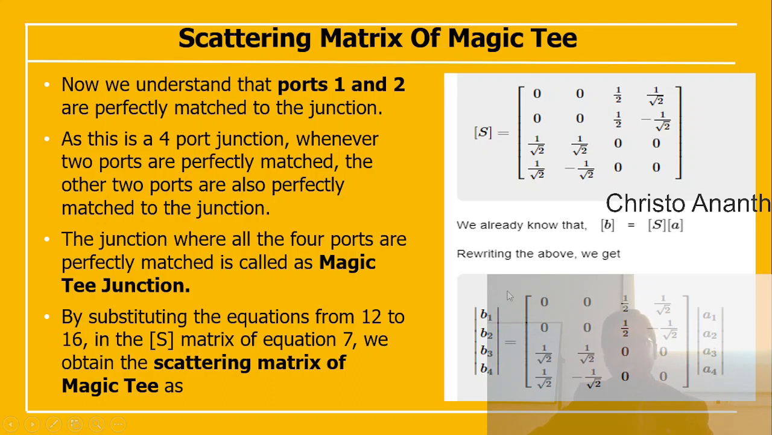So we understand that ports 1 and 2 are perfectly matched to the junction. Since it is a 4-port junction, whenever two ports are perfectly matched, the other two ports are also perfectly matched to the junction. The junction where all four ports are perfectly matched, you can call the magic T junction. So if you substitute, you will have the scattering matrix with this. B is equal to S multiplied by A.